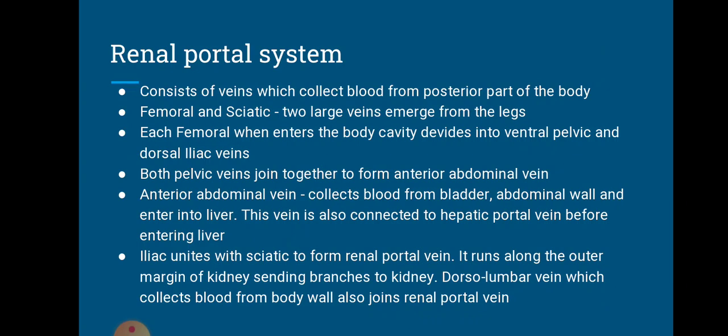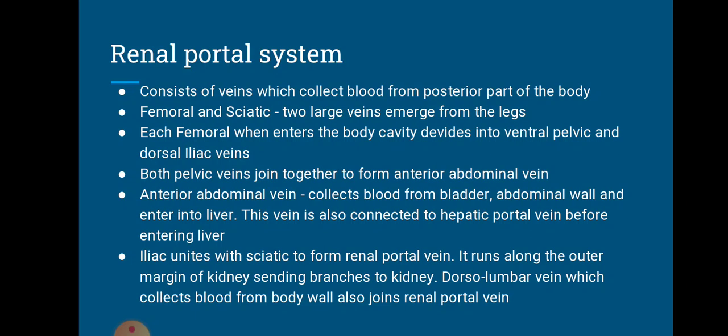Next, about the iliac. From where was this iliac formed? Iliac was formed from the femoral vein. Femoral is already divided into two branches when it enters the body cavity, that is into pelvic and iliac veins. So this iliac vein unites with the sciatic vein, which is again coming from the legs, to form the renal portal vein. It runs along the outer margin of the kidney, sending branches into the kidney.